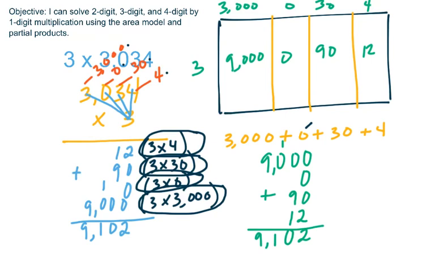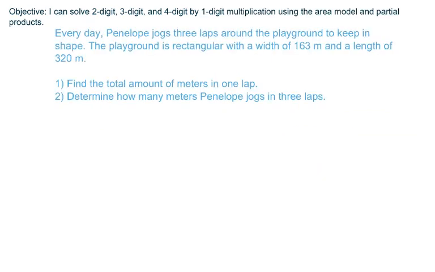So we want to make sure that we keep that in there so that we don't mess up the outcome of our final answer. Alright, last problem that we're going to complete today is a word problem. It's going to pull from each of those skills, both partial products and area model, but have it in a real life, real world situation. So our problem that we have here is every day Penelope jogs 3 laps around the playground to keep in shape. The playground is rectangular with a width of 163 meters and a length of 320 meters.